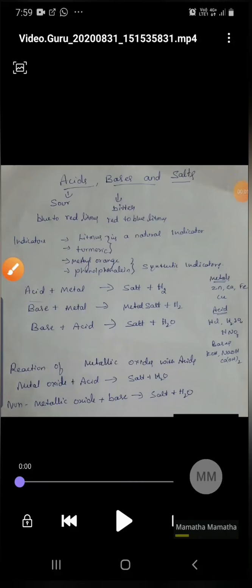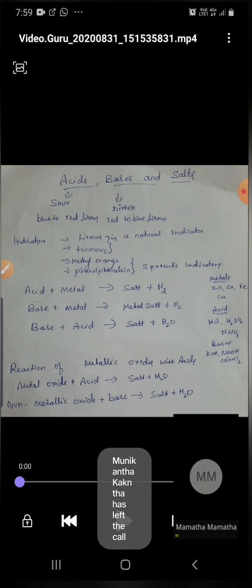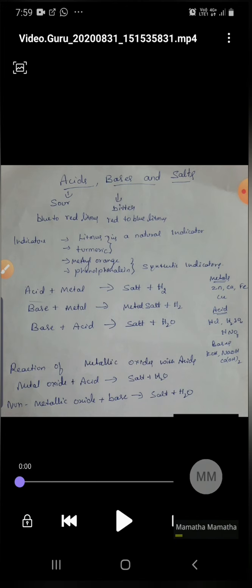This is the first online class on science. Today we are going to study acids, bases and salts. As you all can see in the picture, I have written that acids are sour in taste, bases are bitter in taste. This is how we can identify acids and bases.